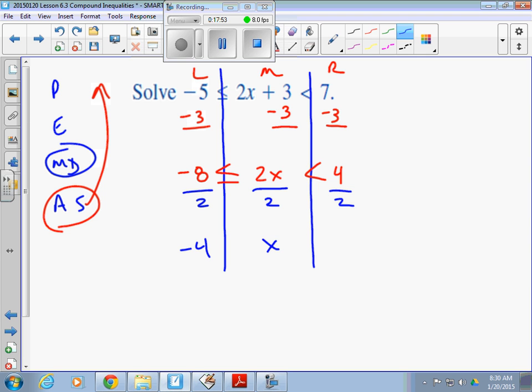That part cancels out and leaves you with x. 4 divided by 2 is 2. All we did was divide by a positive number right there. You do not reverse the inequalities. They stay just like they are. Here is your inequality solved.